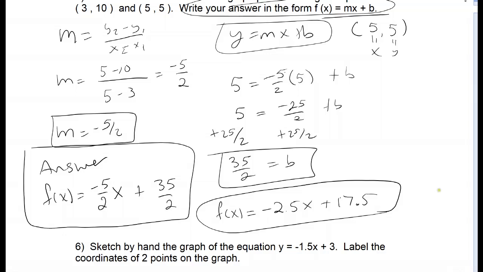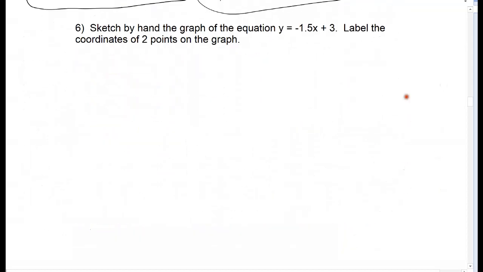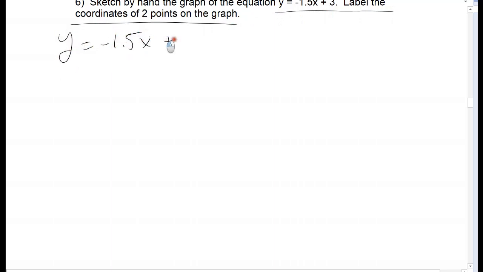Alright, the last one. Sketch by hand. You can always check using your graphing calculator, and it's fine if you use it. It's one of the nice things about having a graphing calculator is you can always use it. Alright, but I'm going to graph this one by hand. So I'm going to graph y equals negative 1 half x plus 3. And so I just need 2 points. Well, I've got one already for me to go, right?